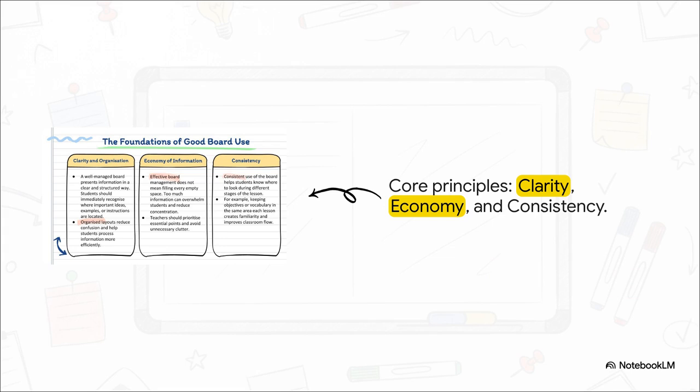You've got 3 core pillars to remember here: clarity, economy, and consistency. If your board feels chaotic, I guarantee you're probably skipping one of these. You need clarity so they know where things live, economy so you don't fry their brains with too much info, and consistency so they actually learn your system day in and day out.